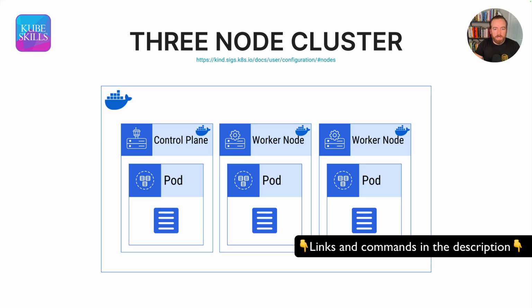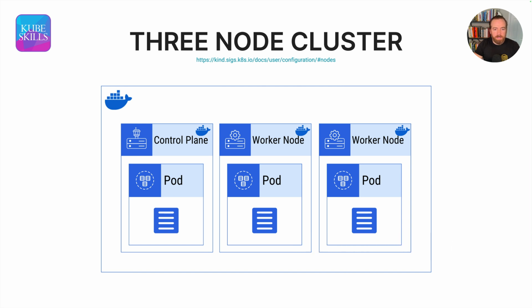So here's the three node cluster that we'll be creating in this lesson, all within Docker again, because kind is Kubernetes in Docker. So we're going to create a control plane and two worker nodes. All are going to be Docker containers. And then the pods will run on top of those individual Docker containers, which are the pods that will be running in our Kubernetes cluster.